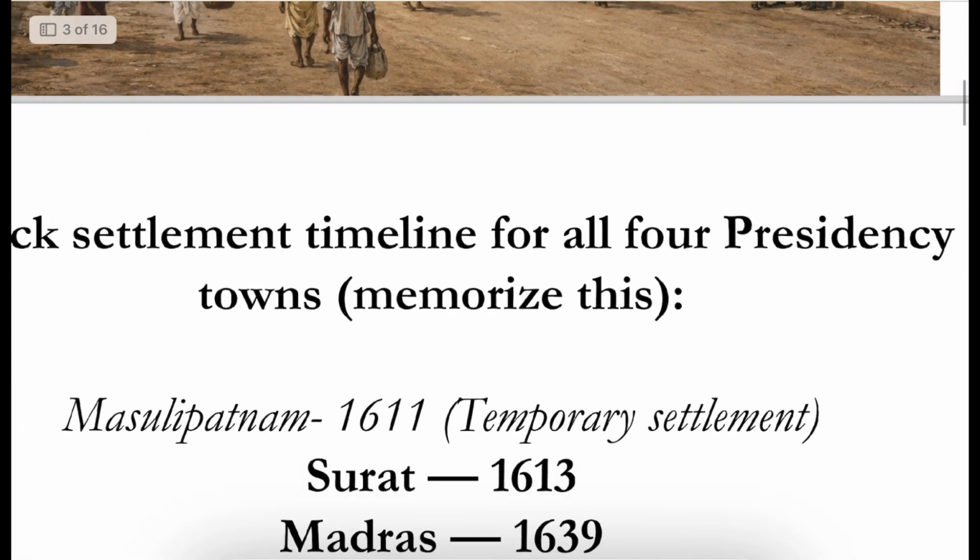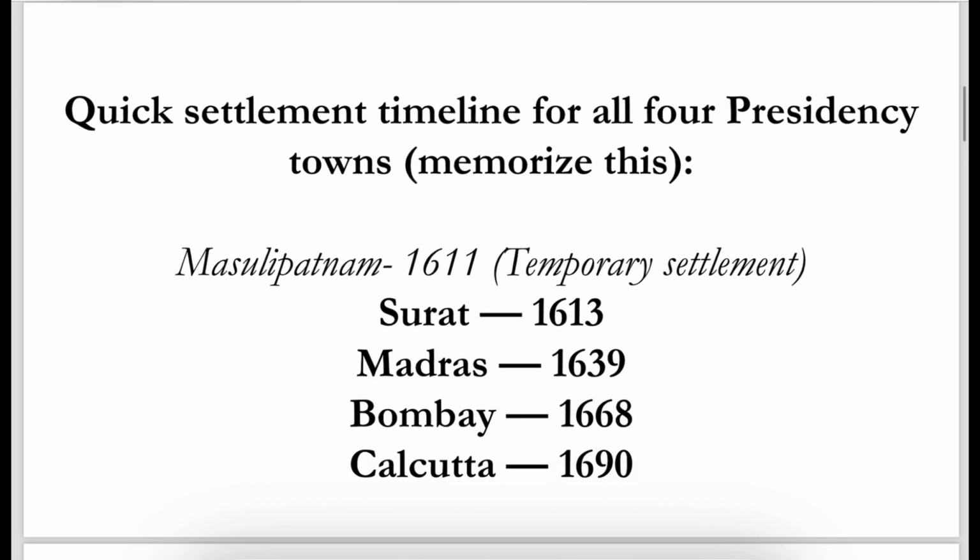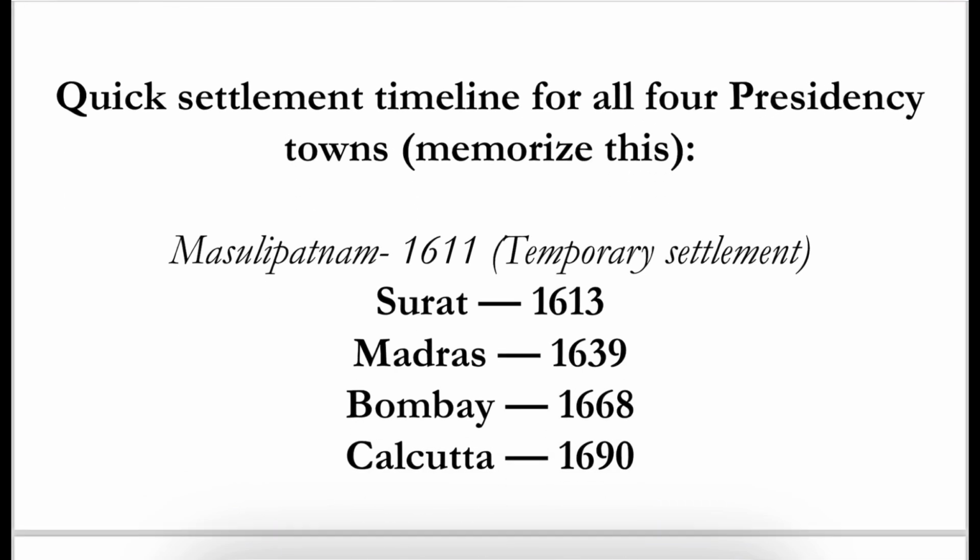So before moving forward, I want you to look quickly at this settlement timeline for all the four presidency towns, right? The Surat presidency was set up in the year 1613, Madras in the year 1639, Bombay presidency in the year 1668 and Calcutta in the year 1690. Remember this is the timeline of how the presidencies were set up, when they were set up.